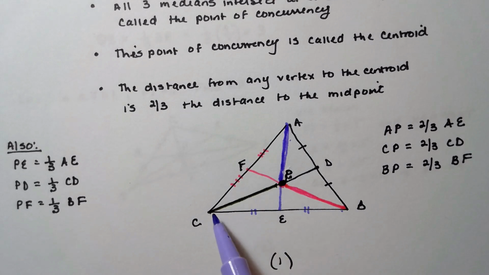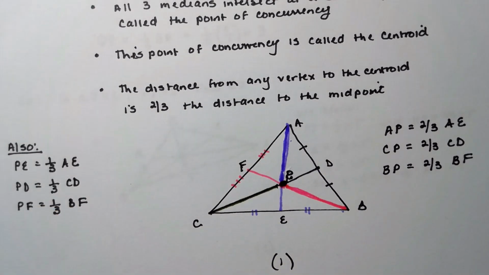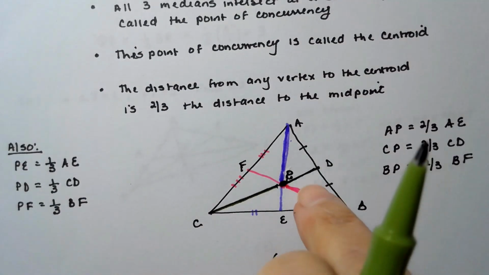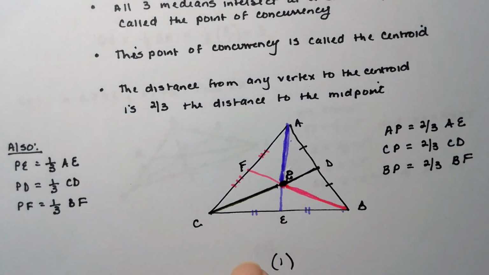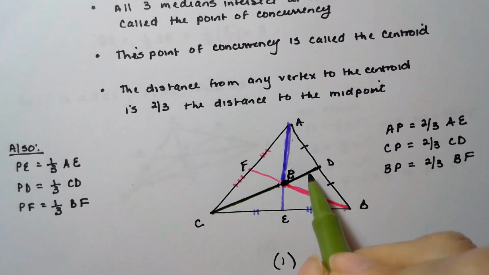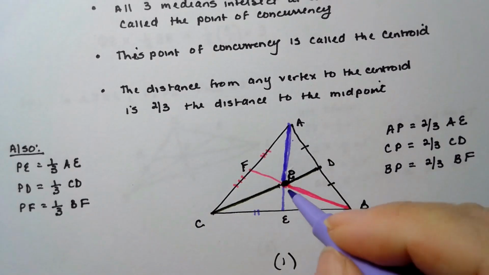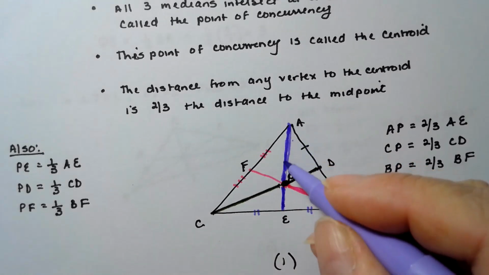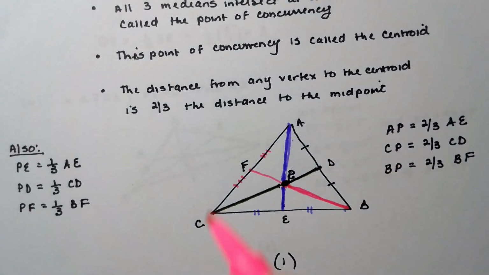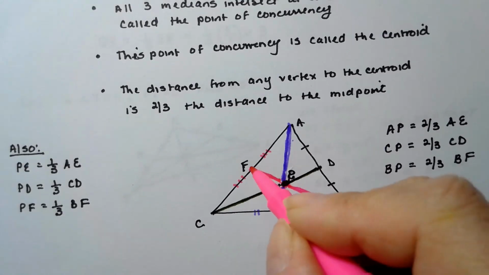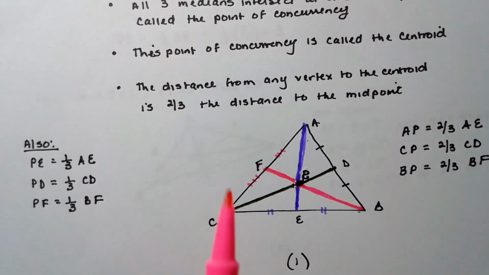Okay, so remember that 2/3, so that means that this little piece here, PD, is 1/3, right? Because 2/3 plus 1/3 equals 3/3, or the whole line. So this is 1/3 of the whole line, and PE, this one here, is 1/3 of this whole segment, and PF, this little piece here, is 1/3 of that whole thing. So these are the two formulas you need to know in order to solve problems concerning the centroid.